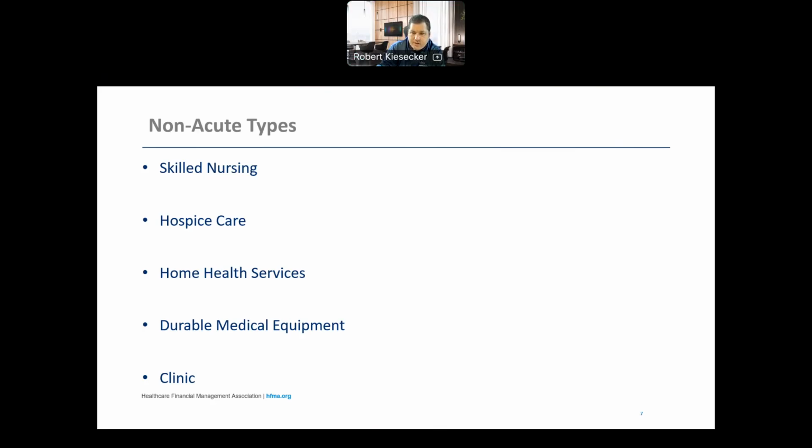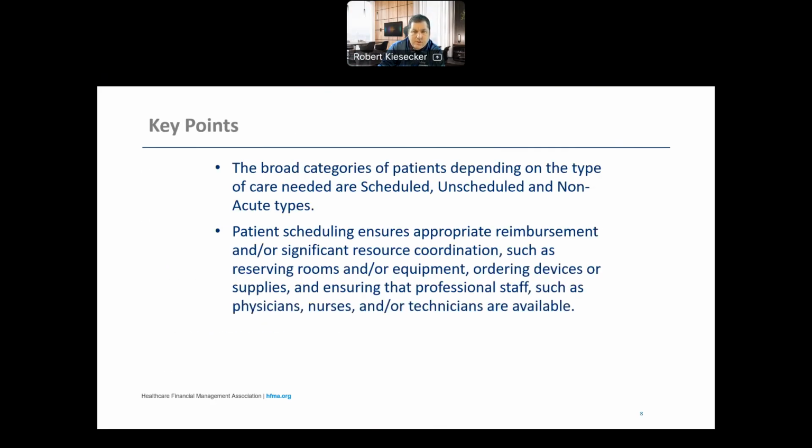All right, moving on. So, key points. The broad category of patients, depending on the type of care needed, are scheduled, unscheduled, and non-acute types. We really want to try to focus on having most of our patients scheduled. So these are the three types that we focus on. Depending on your clinic, your scope, and your focus, it's going to change the mix of scheduled, unscheduled, and non-acute types.